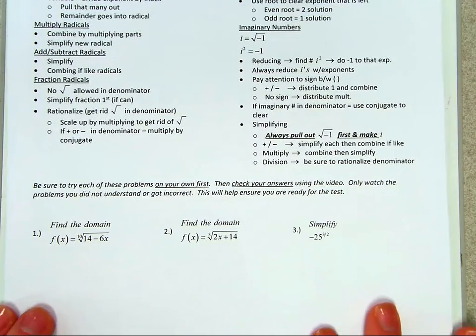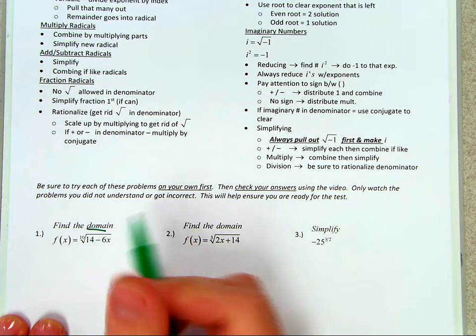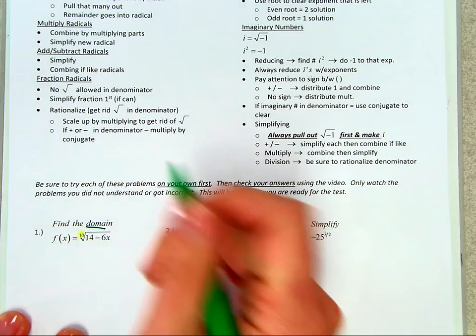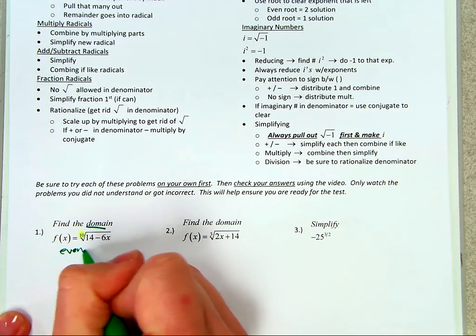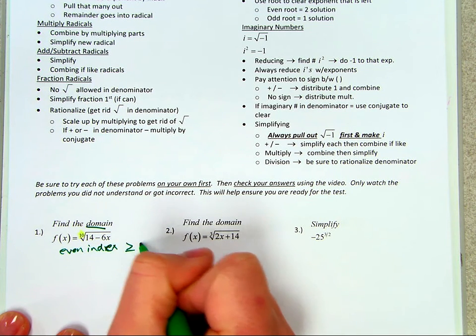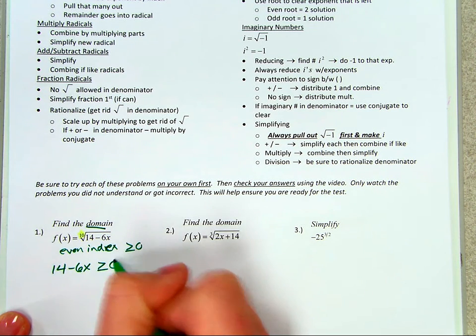So let's go ahead and start doing problems. Number 1, we're trying to find domain. You need to pay attention to the index. In this case, my index is 10. So since this is an even index, that means that my numbers on the inside have to be greater than or equal to 0. So 14 minus 6x should be greater than or equal to 0.